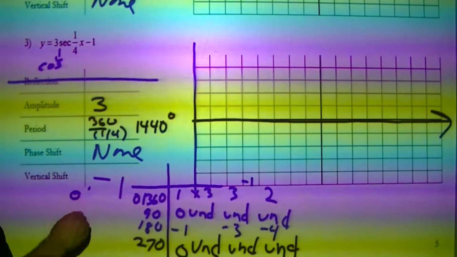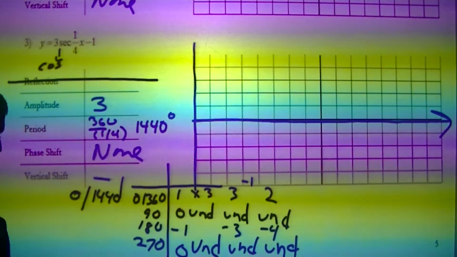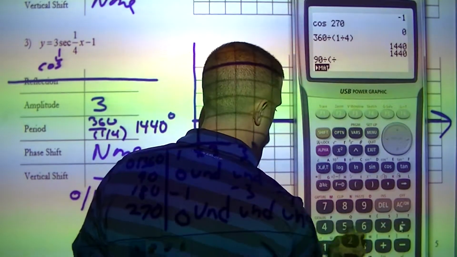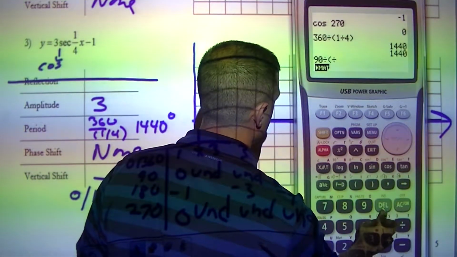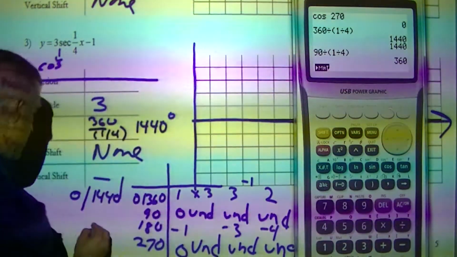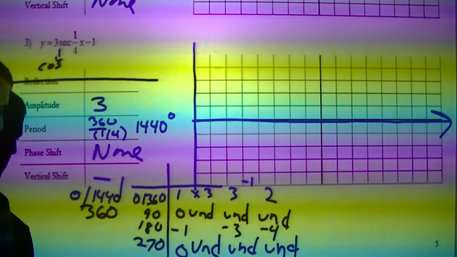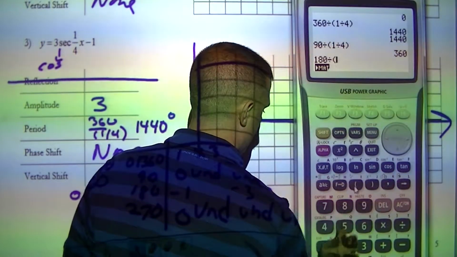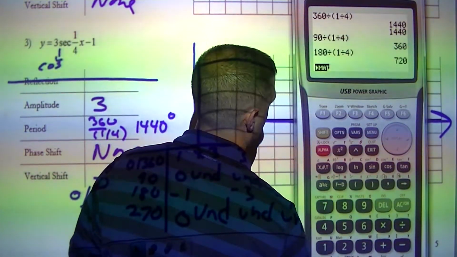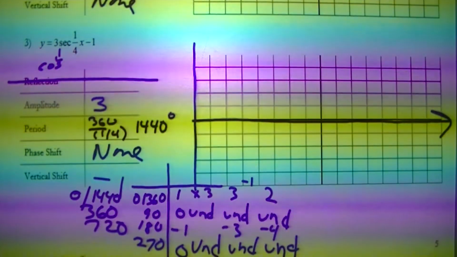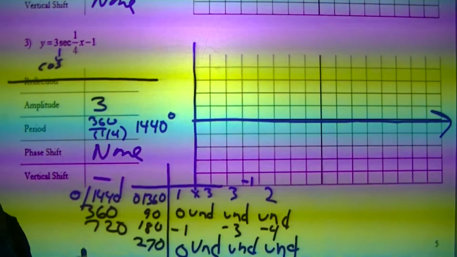So that's still going to be 0, that's going to be 1440, okay? I would do 90 divided by 1/4. Whoops. That pushes that to 360. Okay. If I do 180 divided by 1/4, that's 720. And then I believe this one, if I divide that by 1/4, will be 1080.